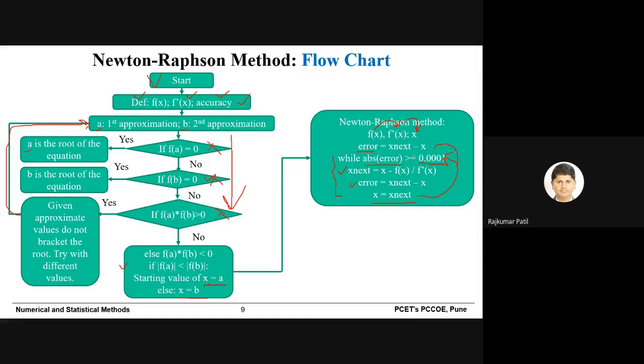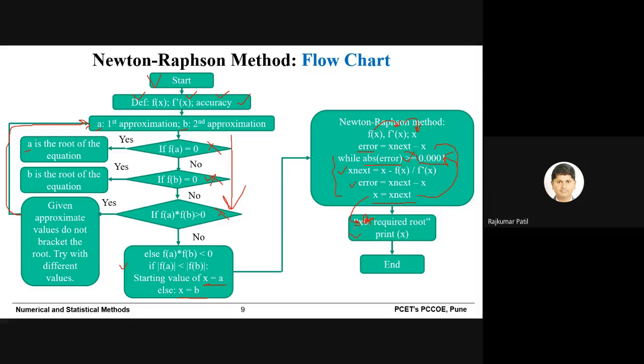Once the condition fails, the program comes out of the loop, and whatever value of x you received here will be the root of the equation. Then we print that value, and that will be the root of the given equation.